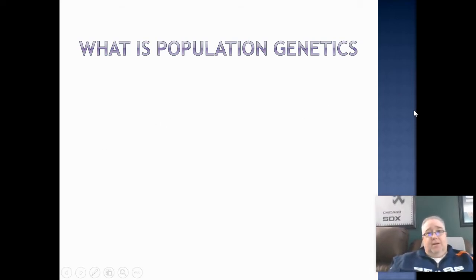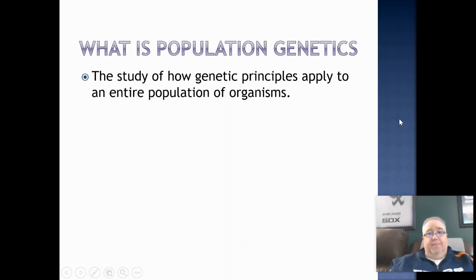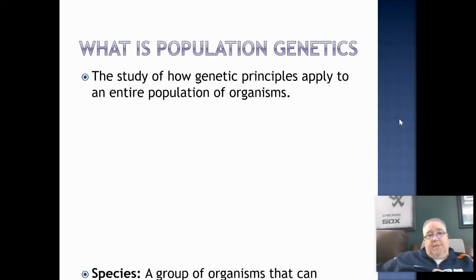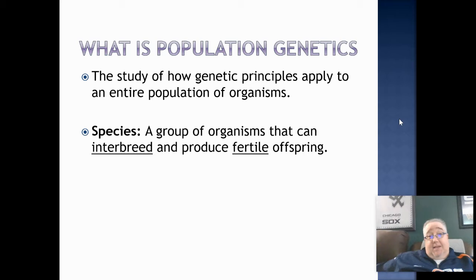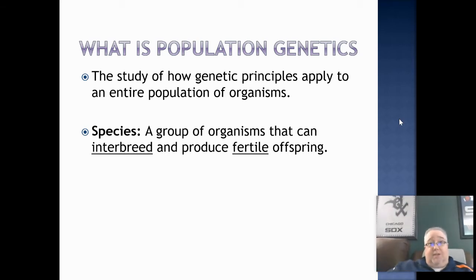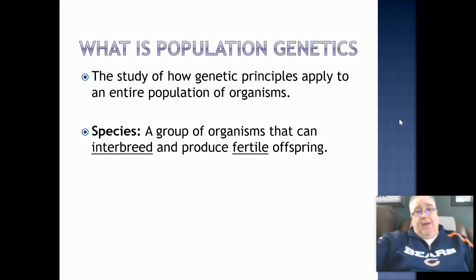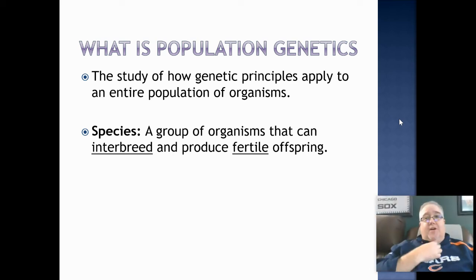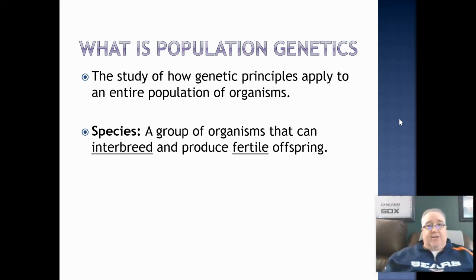All right, so let's start off today with a definition of what population genetics is. Population genetics is basically just applying our genetic principles that we've learned for the last month or so. Heterozygous, homozygous, punnett squares, all that stuff, and applying that to, instead of an individual, a whole group of individuals, a whole population of organisms.